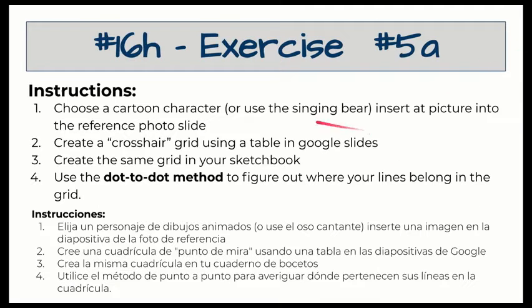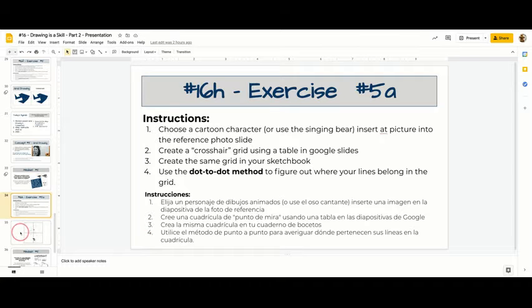So for this exercise, we're going to continue on with grid drawing. You're going to choose a cartoon character, or you can use the singing bear, I'll show you in a second, and insert that picture into your reference photo slide. You're going to create a crosshair grid like we did for the last exercise, and you're going to use the table tool in Google Slides. You'll create the same grid in your sketchbook, and then use the dot-to-dot method to figure out where your lines belong in the grid. Okay, so what does this look like in the assignment?